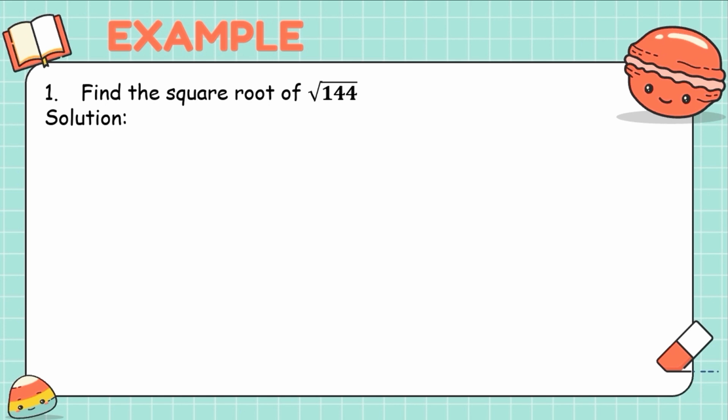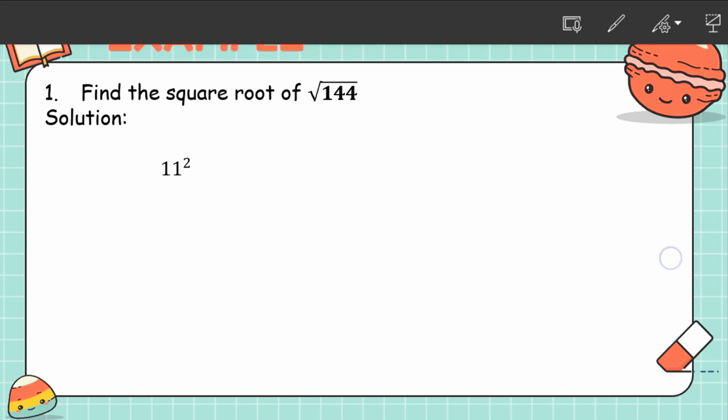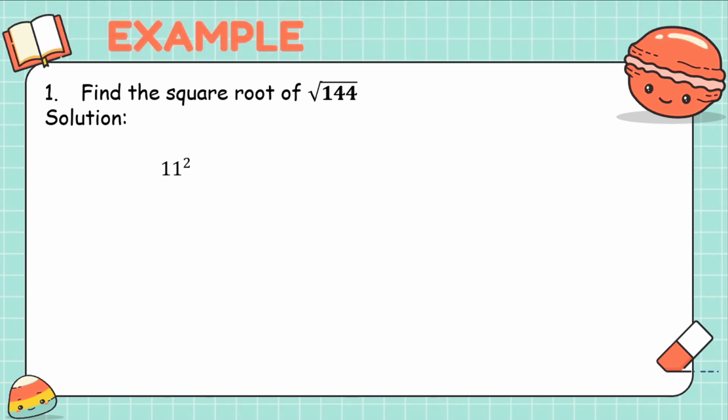So, we can start by considering the different numbers and their squares to help us approximate the answer. Let's begin with 11. If we square 11 by multiplying it by itself, 11 times 11, we get 121. This value is close to 144, but not quite there yet.